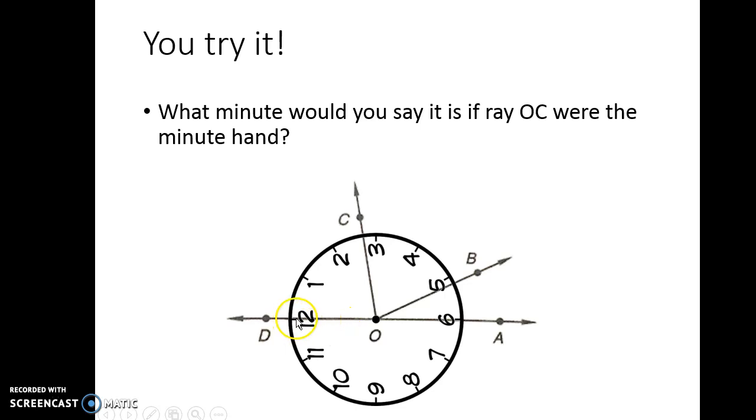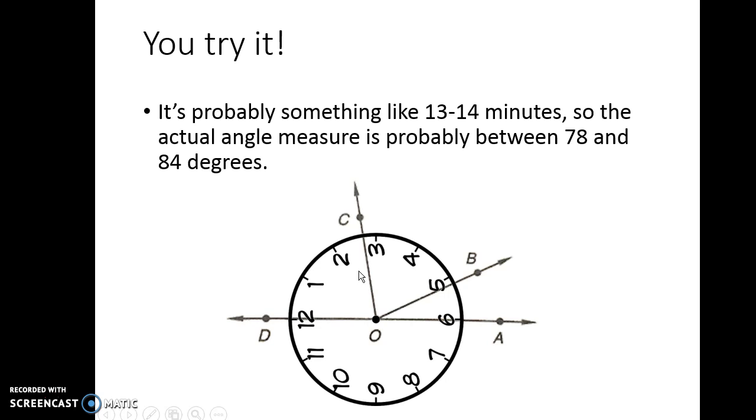So, did you try it out? If you put on a clock, maybe imagine something like this. Ray OC looks like it's pointing again somewhere between 10 and 15 minutes, but this time it's a little bit closer to the 3 than it is to the 2. So you might be thinking this would represent about 13 minutes or 14 minutes. It's probably a little bit hard to tell, but either of those would be a good guess. Those would correspond to something between 78 and 84 degrees. That would be 13 times 6 and 14 times 6.